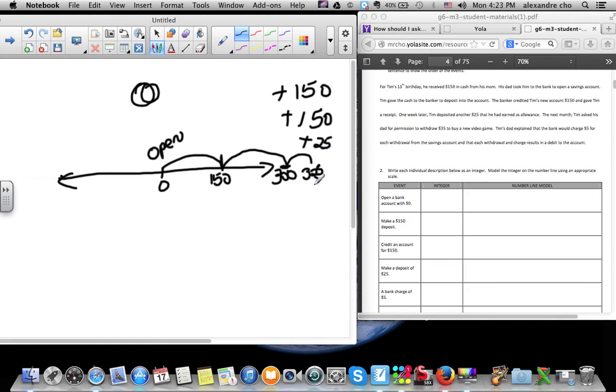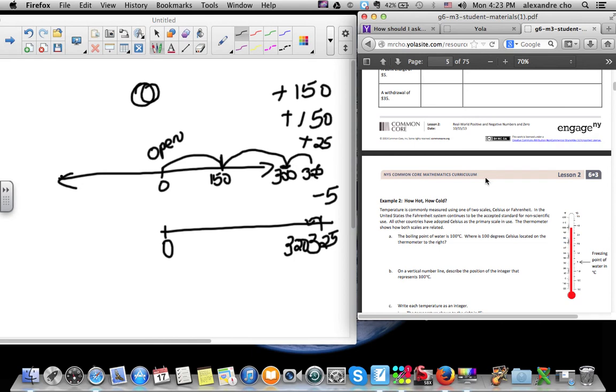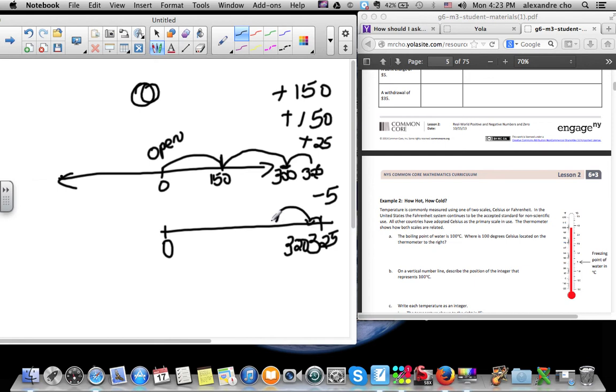And a bank charge. So there's a bank charge of $5. Well, if you're here at 325, let me just continue that. 325 and the bank charge of $5, that means you just lost $5. So you're going back 5 spaces, or you're now at 320. So the description would be negative 5. And finally, you have a withdrawal of 35. If you withdraw, you're taking money away. So from 320 minus 35, you would go to 285. And the withdrawal of 35 is represented by negative 35.